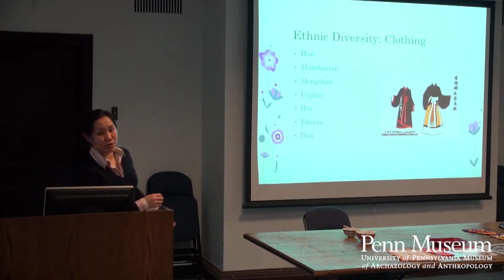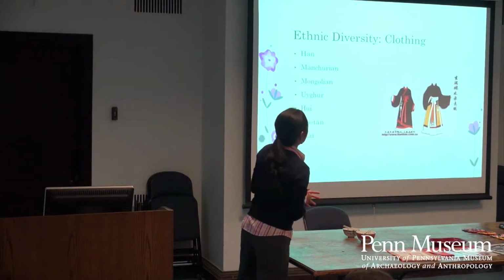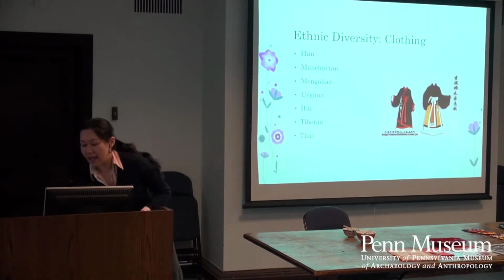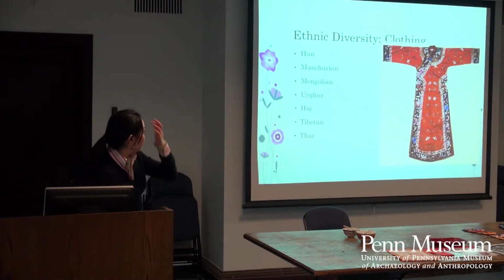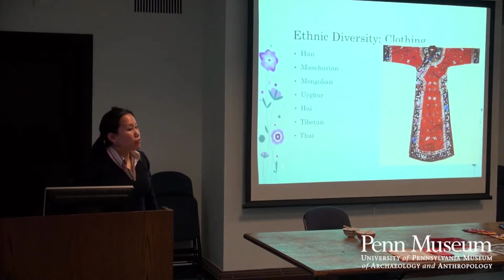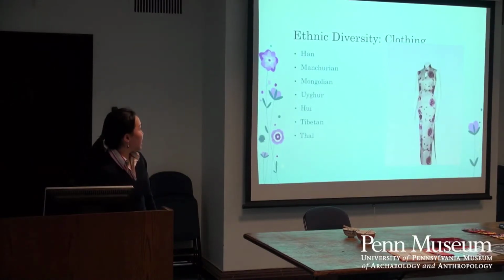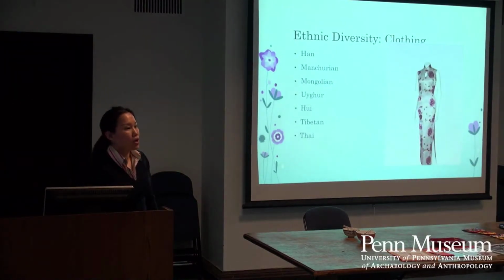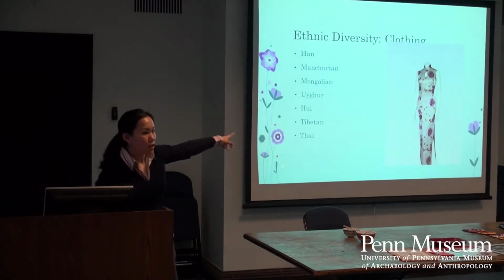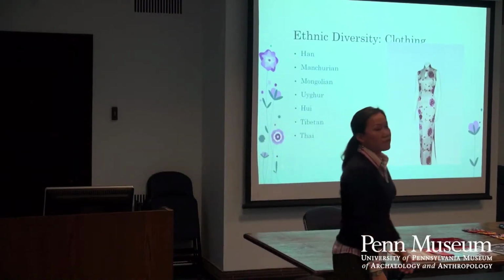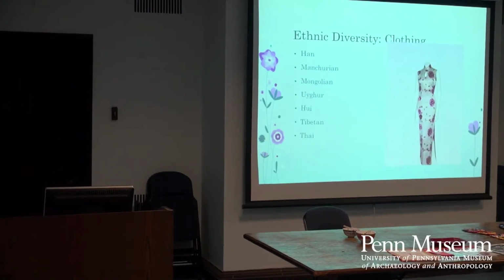So here I'm going to show you the ethnic clothing of these different groups. This is the traditional clothing of Han people, and this is the traditional clothing of Manchurian for women. Manchurian are the ruling class of the last dynasty. So if you see a Chinese lady wearing a traditional dress today at a formal event, have you seen a dress similar to this? Yeah? So actually this dress was designed from the Manchurian dress, because they ruled China for 300 years.